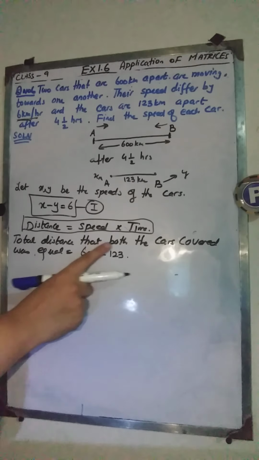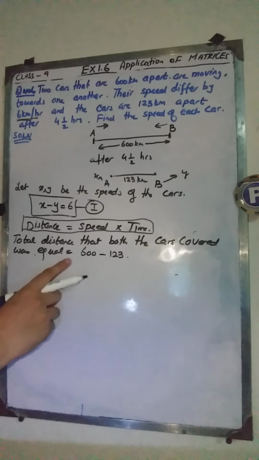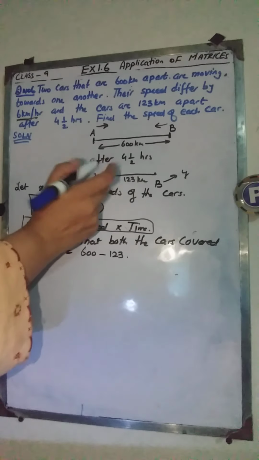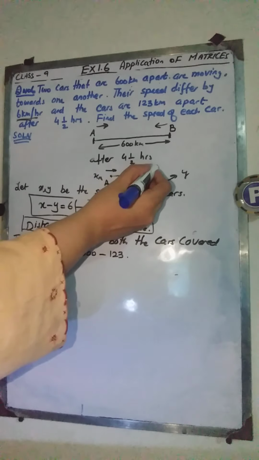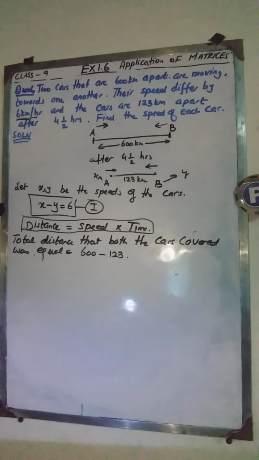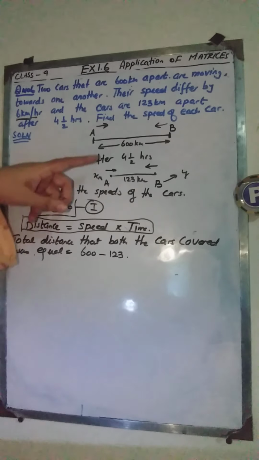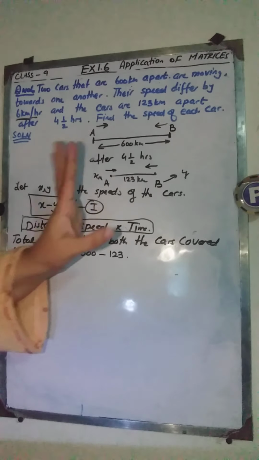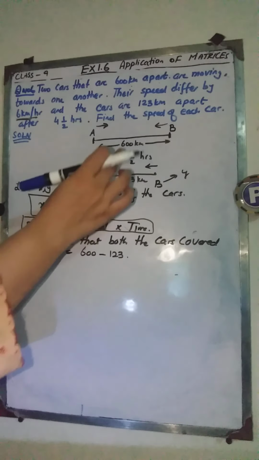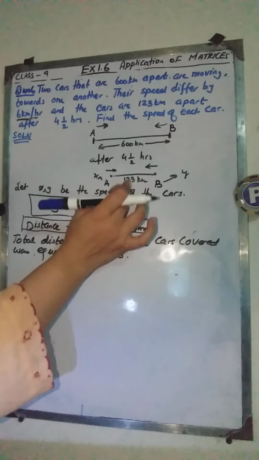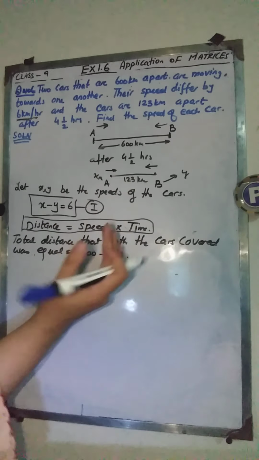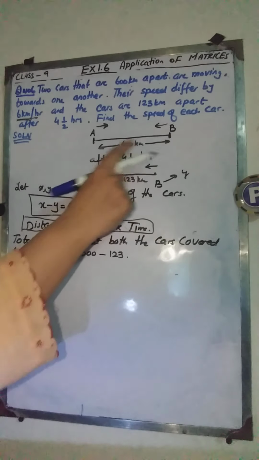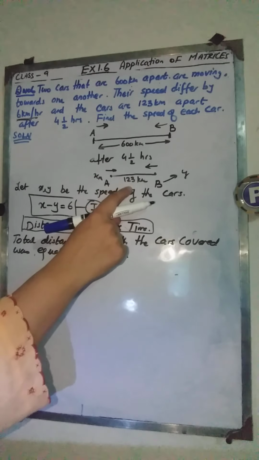The total distance that both the cars covered was equal to 600 minus 123. During 4.5 hours they were covering the distance, A moving in this direction and car B moving in this direction. The total distance was 600 kilometers, and now the remaining distance is 123 kilometers. So we can find the distance both cars covered by subtracting 123 from 600, because the remaining distance is only 123.